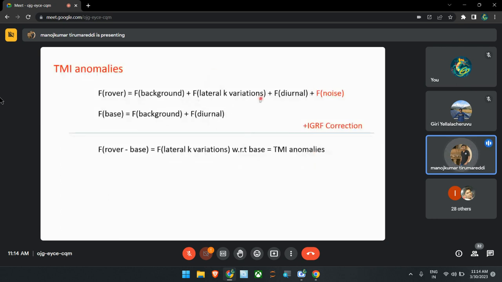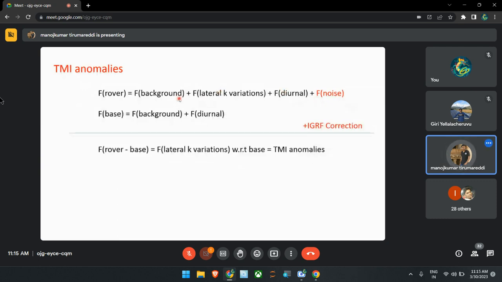That internal field contains two components. One is the background field, that is the origin of geomagnetism. Another one is the lateral field, which the crustal variations generate. That is due to the lateral activity, which generates the anomalies. So if you record the data in the field, we will get these components: one is outer core origin, another is crustal origin, then external origin and noise. If you remove the noise, these three components will be present.